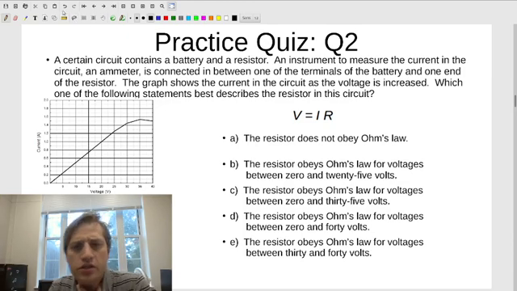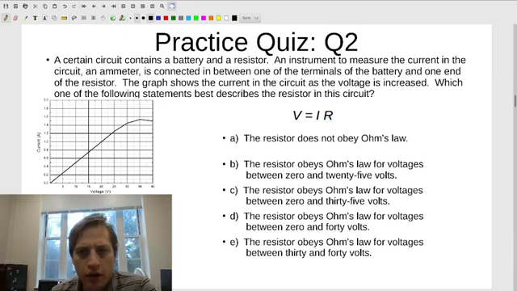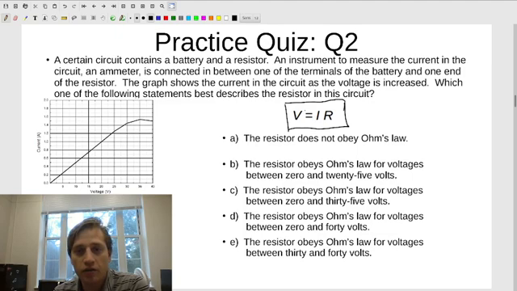Okay, so here's another question. Hopefully I've mentioned that V equals IR is not really a law of nature. It's a rule that more or less applies to certain types of objects over a certain range. So take a look at this question.